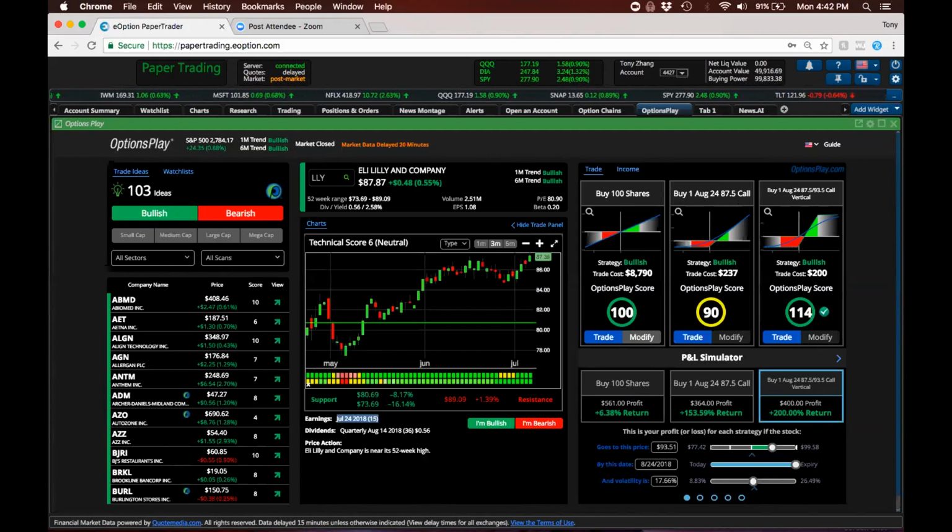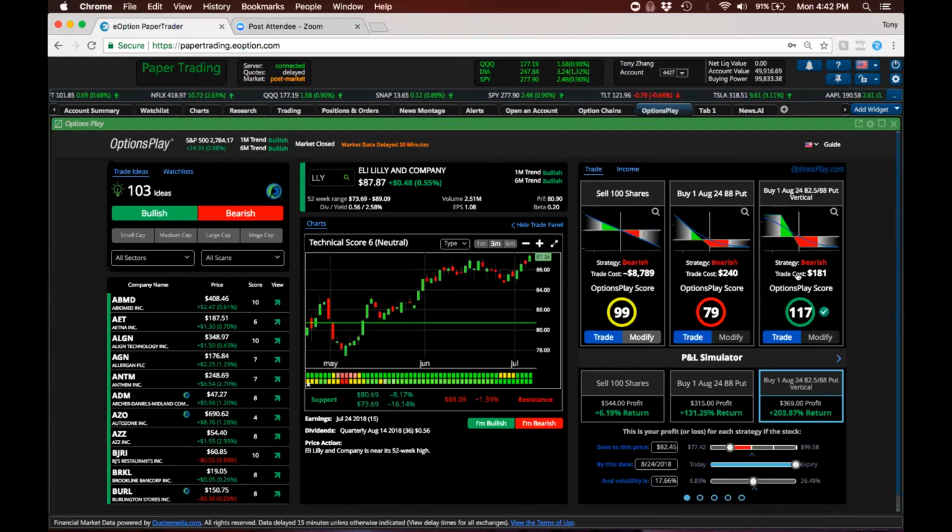And you have 2 buttons here at the bottom. One says I'm bullish and one says I'm bearish. So when you click on I'm bullish, you'll be presented with 3 bullish strategies. If you click on I'm bearish, we'll be presenting you with 3 bearish strategies so that you can see strategies for all different types of views.